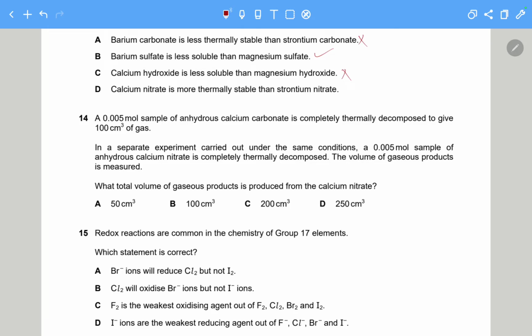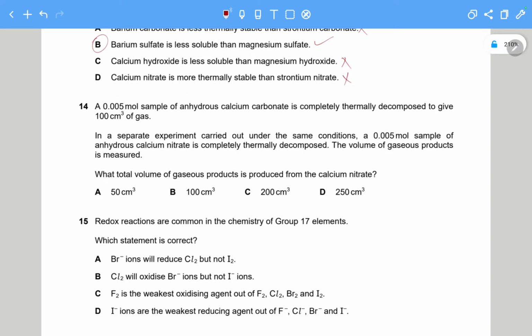And then option D, calcium nitrate is more thermally stable than strontium nitrate. Again, strontium is below calcium in the periodic table, so strontium will have a lower charge density, so there will be less ion polarization in strontium nitrate, and therefore the thermal stability will be higher in strontium nitrate, not in calcium nitrate. So this is wrong. Option B is the correct answer.